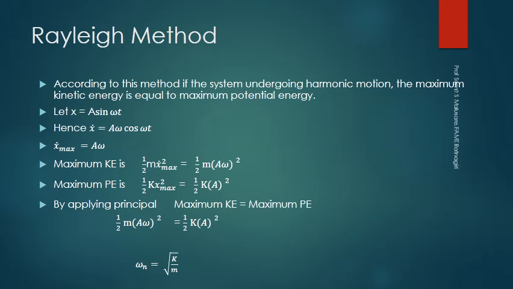By applying the principle, maximum kinetic energy is equal to maximum potential energy, so we can say that 1/2 into m into (a omega) squared is equal to 1/2 into k into a squared. After equating we get omega squared is equal to k upon m, but in our system the damper is absent. So we can say that omega is equal to omega n, which is equal to the square root of k upon m, which is again the same solution as we got from the previous three methods.